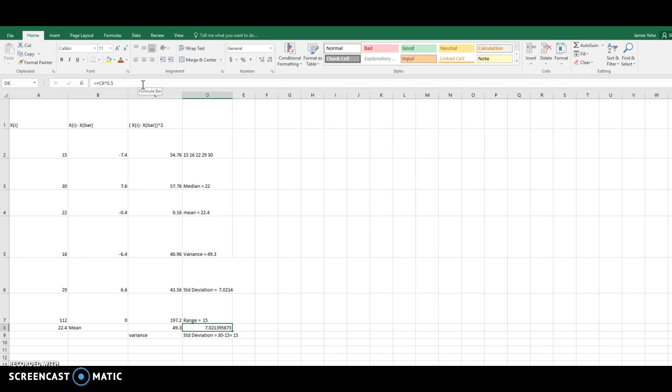Those are the three main measures for central tendency: mean, median, and mode. And dispersion: range, variance, and standard deviation. This will be the end of this lecture.